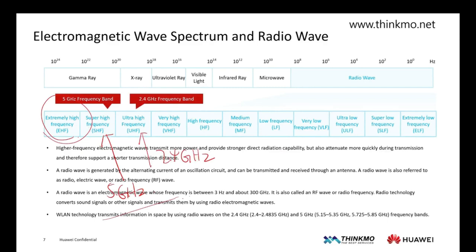These frequency bands refer to ranges of frequencies, not specific frequency values. For example, ultra-high frequency, UHF, and very high frequency, VHF, correspond to different frequency ranges. In radio wave application scenarios, we need to focus on the 2.4 GHz and 5 GHz frequency bands. We can just have a basic understanding of the others.